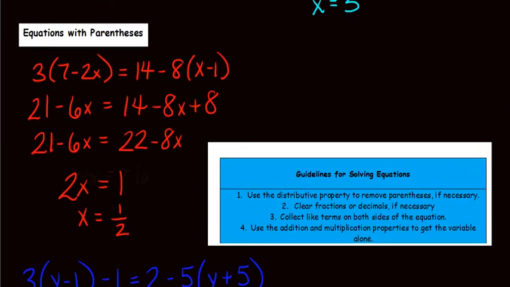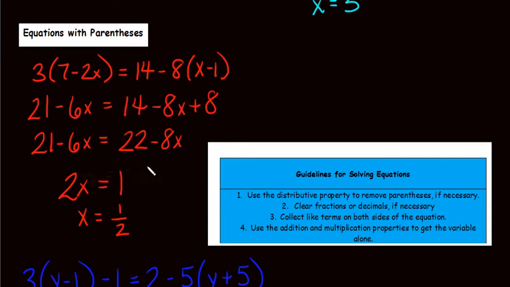Now, sometimes we have equations with parentheses, and we've seen a lot of those in Chapter 1. This actually doesn't look quite as scary as the ones in Chapter 1. We know if we have an equation like this, we can use the distributive property to get rid of our parentheses. I distributed 3 across the 7 and the negative 2, and I got 21, negative 6x. On this side, I didn't have to do anything to the 14. I distributed my negative 8 across the x and the negative 1, so I got negative 8x plus 8.